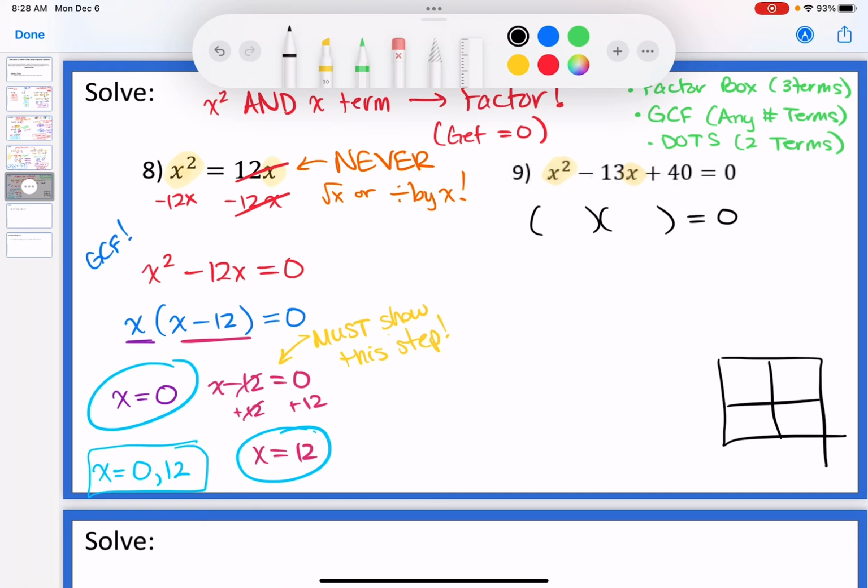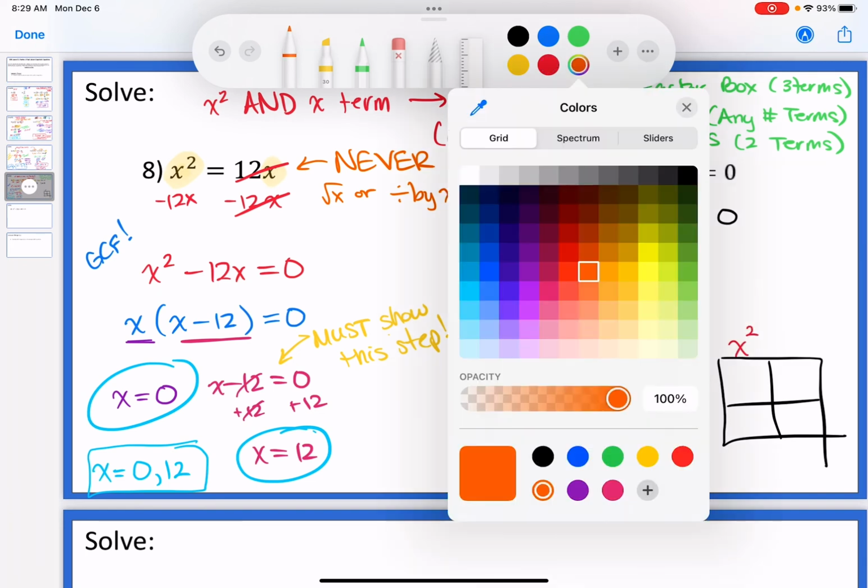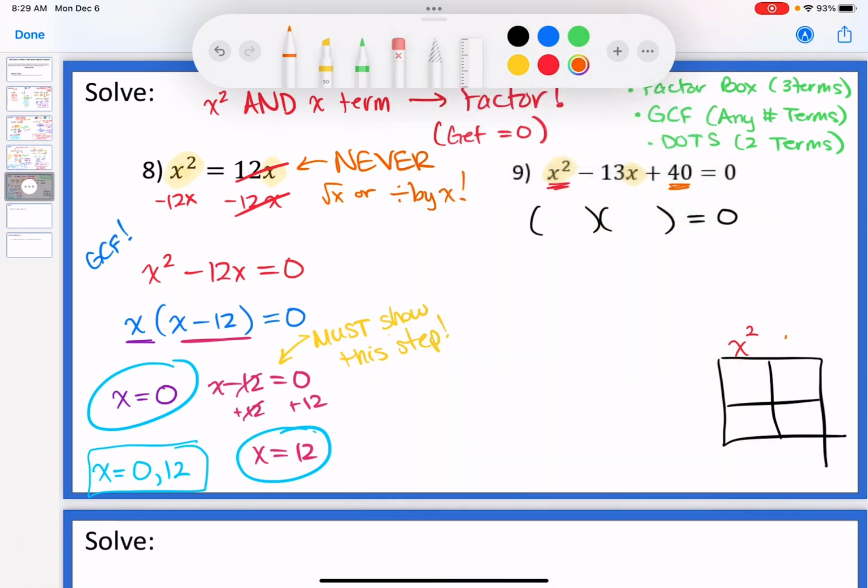You do not have to show this factor box. This is for those of us who are having a hard time remembering how to factor, right? So for a factor box, your first term goes above the first column. Your last term goes above the second column. Your middle term slides down into the nook. I need to figure out what things multiply together to give x squared and 40 that will add up to negative 13x. That's the idea here, right?